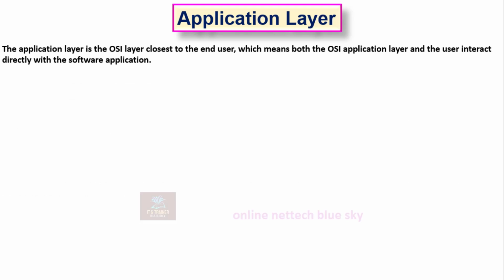So what does the application layer do in the OSI structure? The application layer in OSI is closest to the end user. It is very important to understand what an end user is. End user means you are using a mobile phone, that is an end user. You are using a computer, that is an end user.